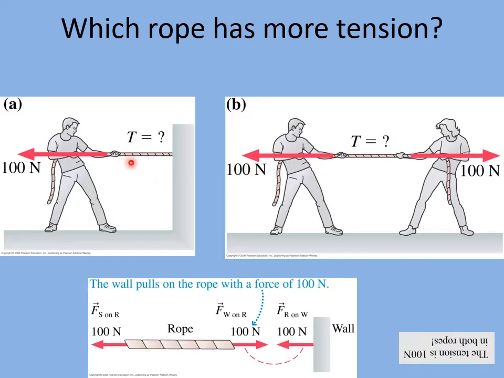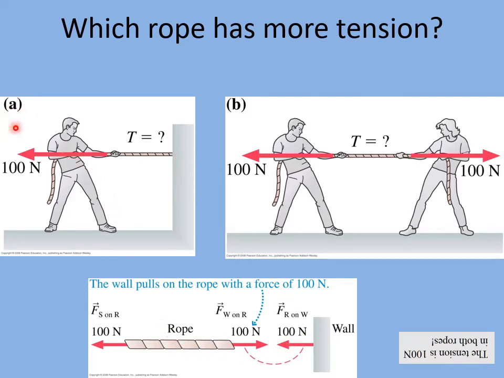Think about our massless string model. We have a rope here with 100 newtons of tension in it, because that's how much he's pulling with. Well, that force is applied to the wall. So the wall feels a tension of 100 newtons pulling on it. But by Newton's third law, if the wall is being pulled by the rope, then the rope is also being pulled by the wall with an equal force of 100 newtons.